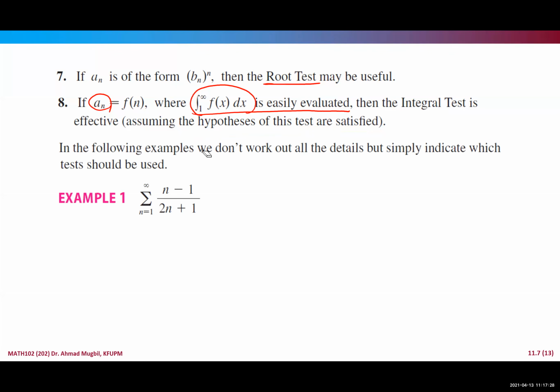Here we have some examples that may be useful for you to do. We will not go over them with details, but just to give you the idea. Let's start with the first one. Who can tell me what you think about this series? Divergent. Why, Abdurrahman, is it divergent? Because the limit of the nth term is a half, not zero.